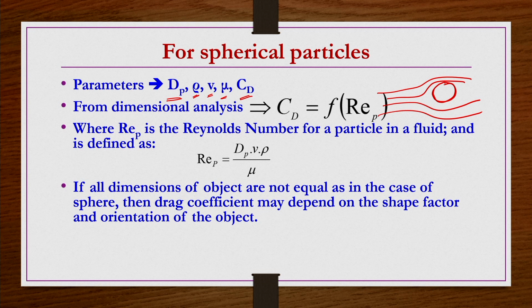If all dimensions of the object are not equal, as in the case of a sphere, then the drag coefficient may depend on the shape factor and orientation of the object as well. As I already mentioned, the orientation and shape of the object play a different role. For the same thin plate, if the orientation changes from horizontal to vertical, the drag components entirely change, and their contributions become opposite to each other.